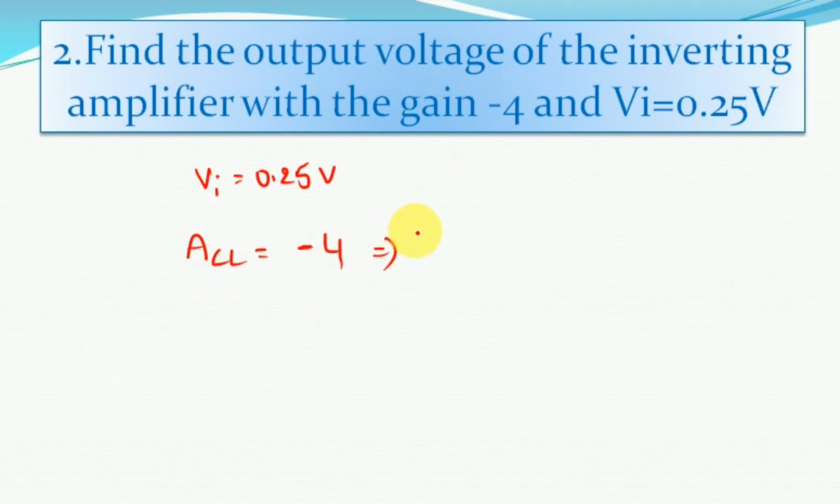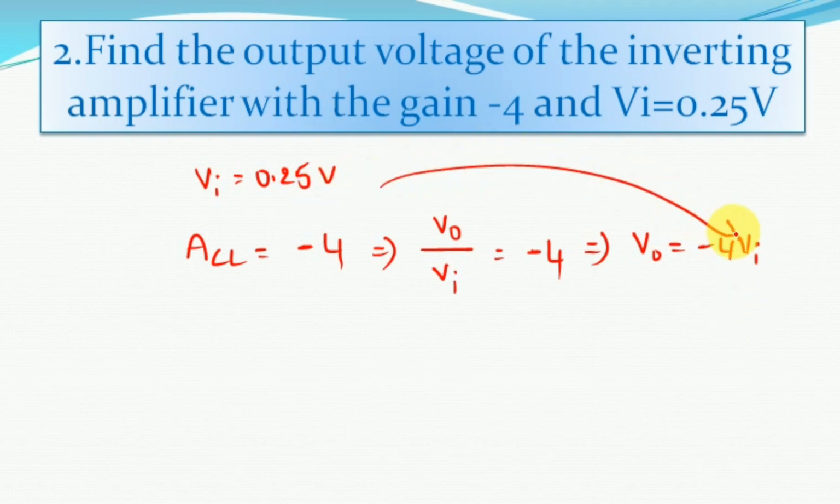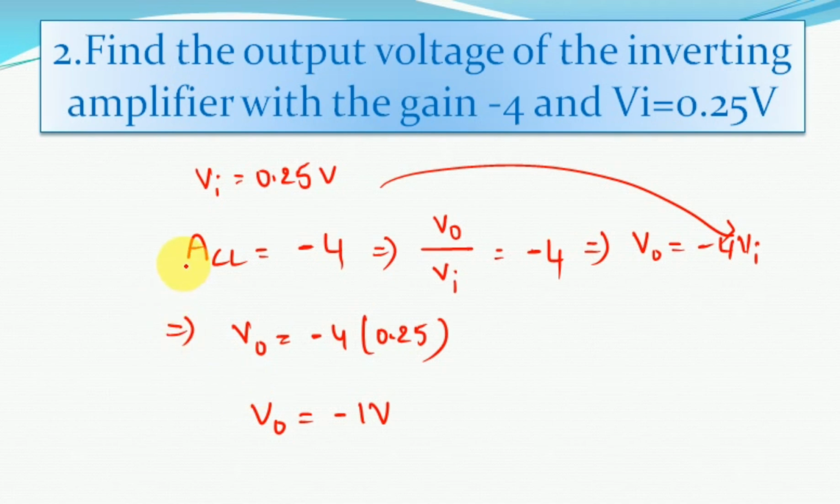As we know, the closed loop gain definition is nothing but the ratio of output voltage to the input voltage. So V0 by Vi they have given as minus 4. So finally V0 is equal to minus 4 times Vi. Since they have given the Vi value as 0.25, simply substitute in this equation. So finally we will get V0 as minus 4 into 0.25. So the V0 value is equal to minus 1 volt. So in this way, by knowing the basic definition of gain, we can simply calculate the V0 value even if the feedback resistance and the R1 value are not given.